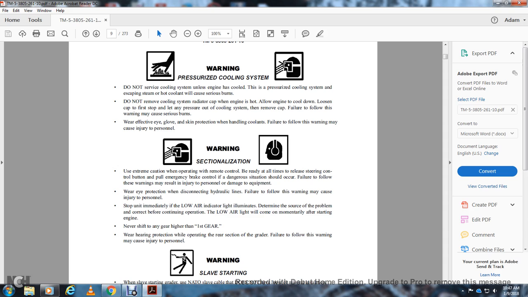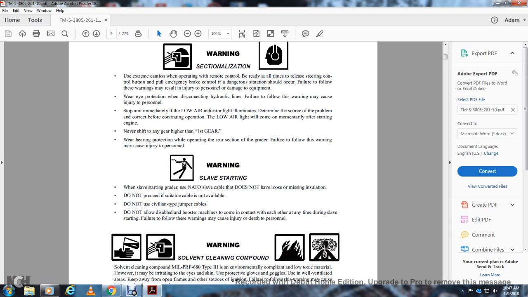Stop the unit immediately if the low air indicator lights illuminate. Determine the source of the problem and correct it before continuing operation. The low air light will come on momentarily after starting the engine. Never shift to any gear higher than first gear. Wear hearing protection while in the rear section. Failure to follow this warning may cause injury to personnel.